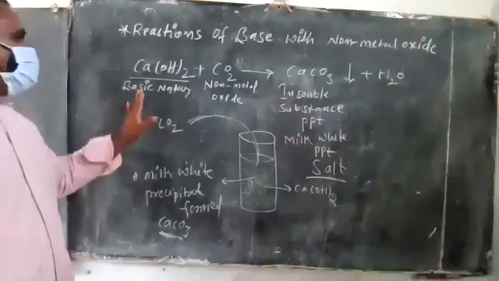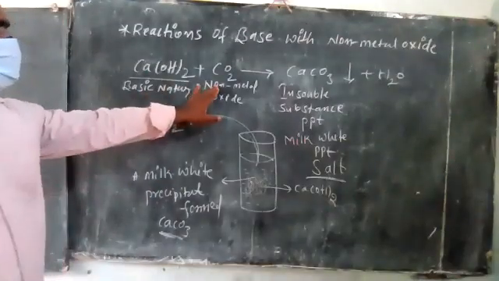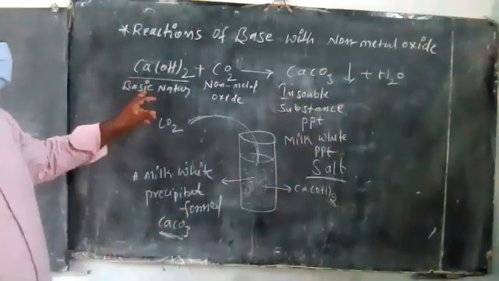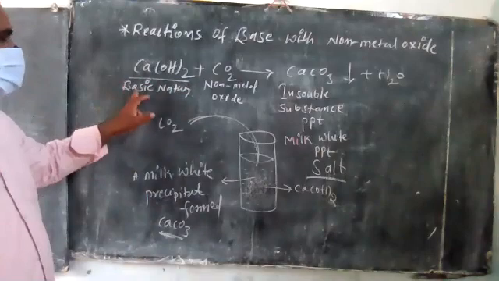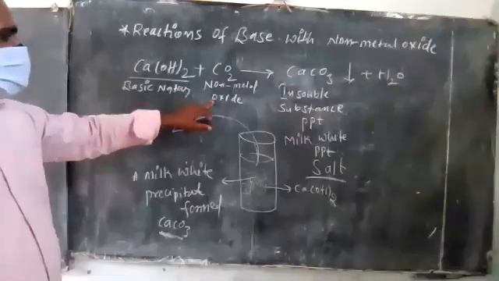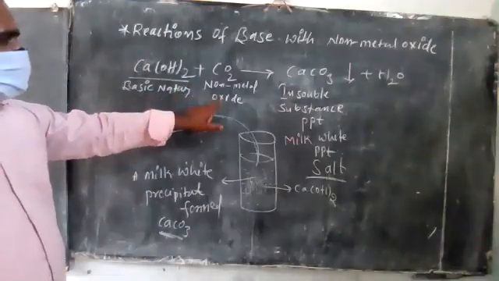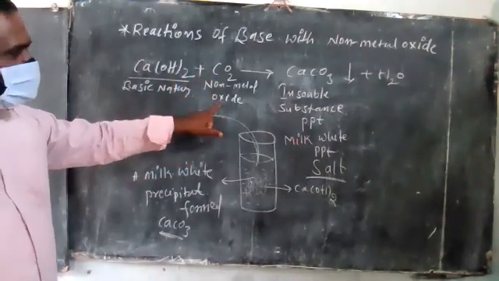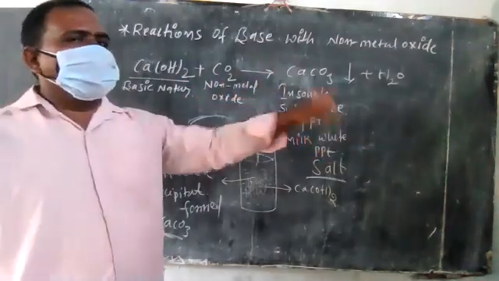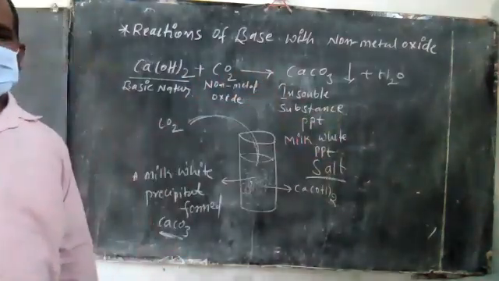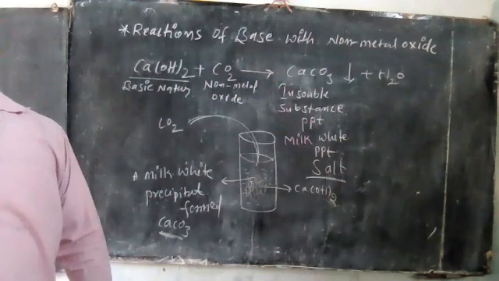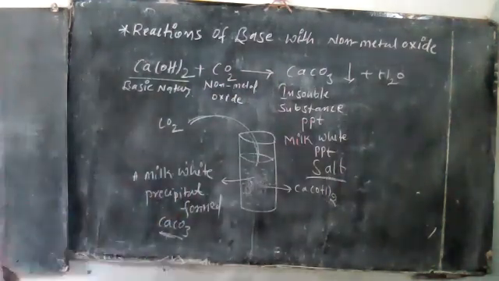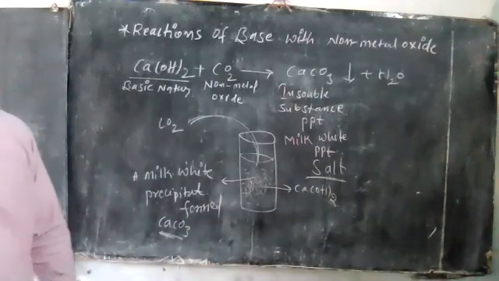So a base reacts with the non-metal oxide, and salt and water form. How are the salt and water forming? A base reacts with an acid. In the acid's place you take the non-metal oxide, and salt and water form, so the non-metal oxide acts as acidic in nature. Very, very important.